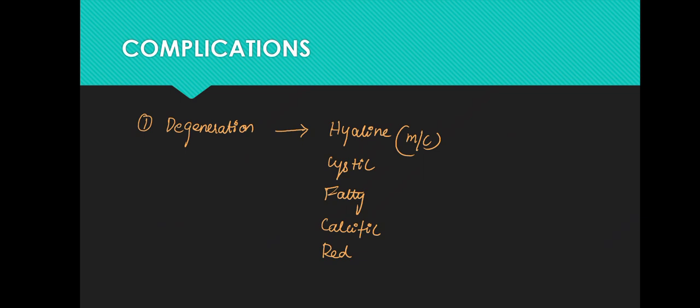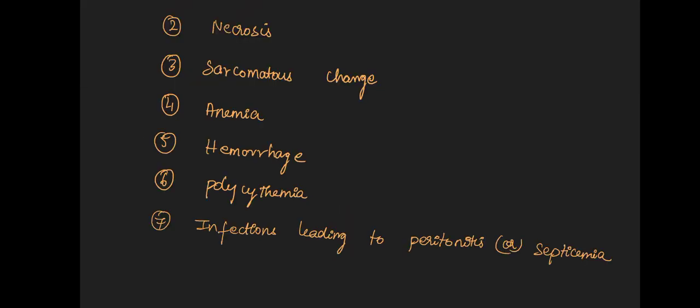Now the complications. The most important and common complication is fibroid degeneration, which is of many types. In this, the hyaline degeneration is the most common. The other degenerations are cystic, fatty degeneration, calcification, or red degeneration. The other complications include necrosis, sarcomatous change, anemia, hemorrhage, polycythemia, and infections which lead to peritonitis or septicemia.